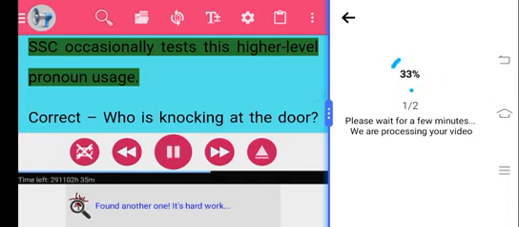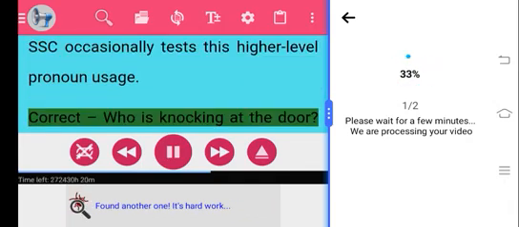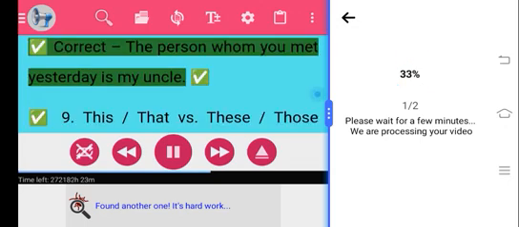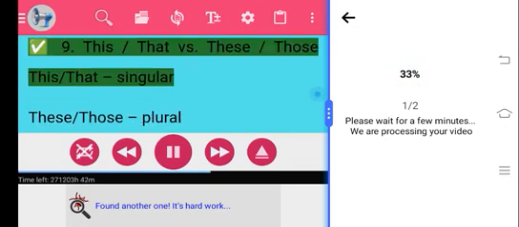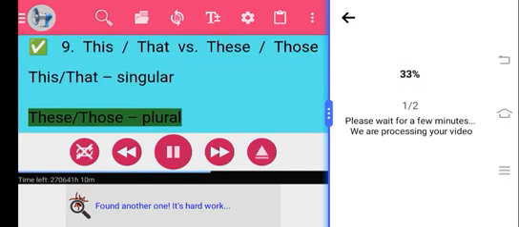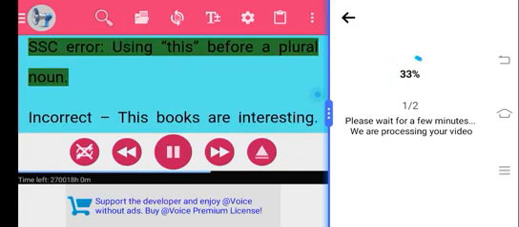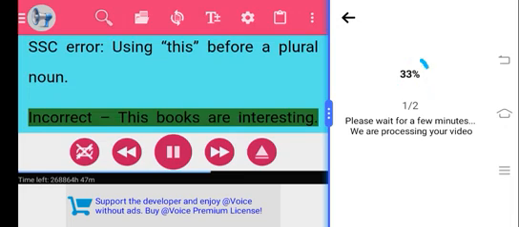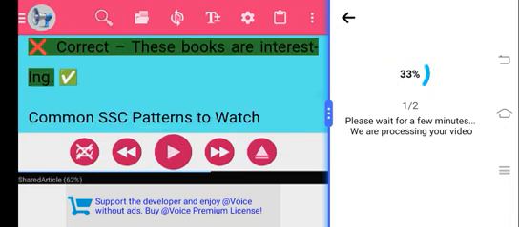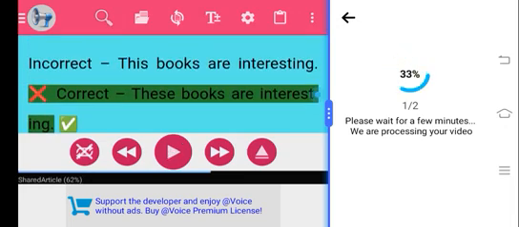SSC occasionally tests this higher level pronoun usage. Correct: Who is knocking at the door? Correct: The person whom you met yesterday is my uncle. Rule 9: This, that versus these, those. This and that are singular. These and those are plural. SSC error: using this before a plural noun. Incorrect: This books are interesting. Correct: These books are interesting.